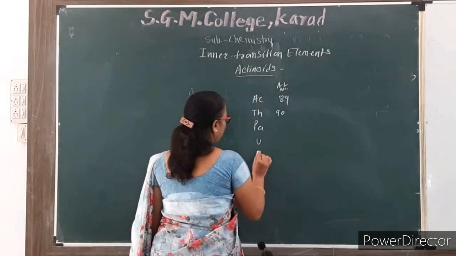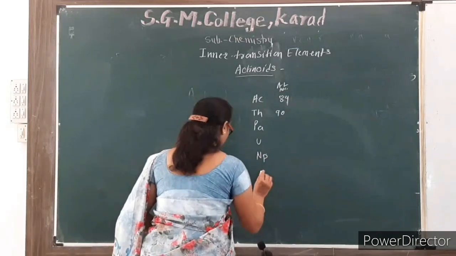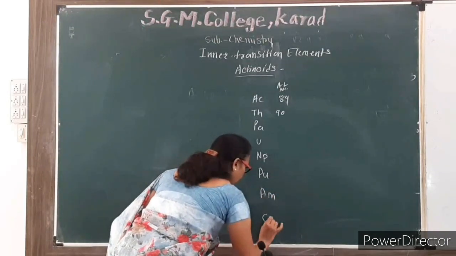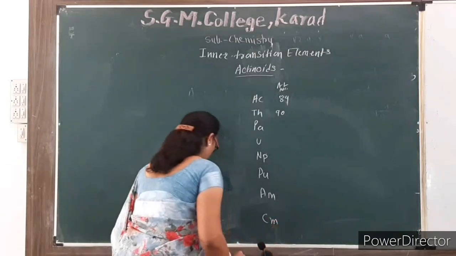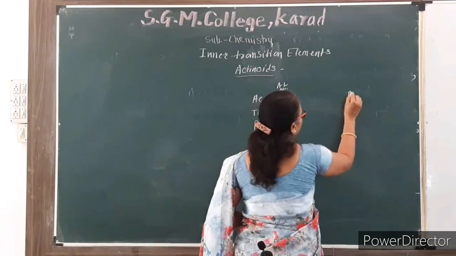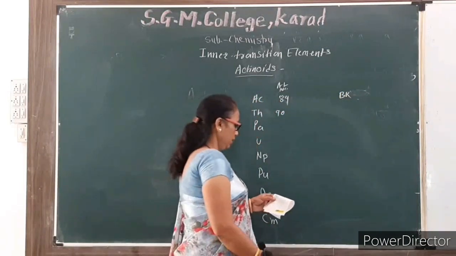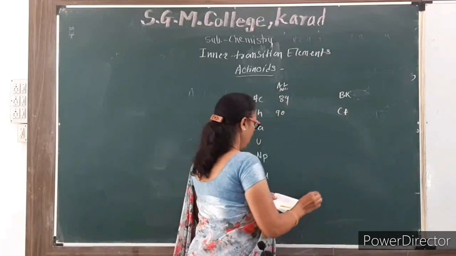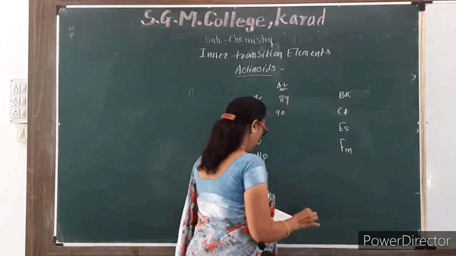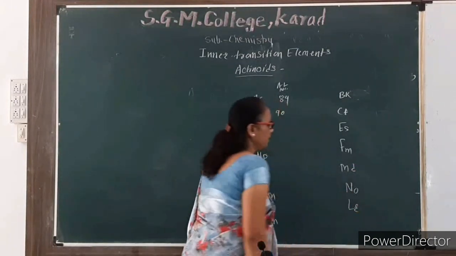uranium, neptunium, plutonium, americium, curium. After curium, berkelium, then californium, einsteinium, fermium, mendelevium, nobelium, and the last one is lawrencium.